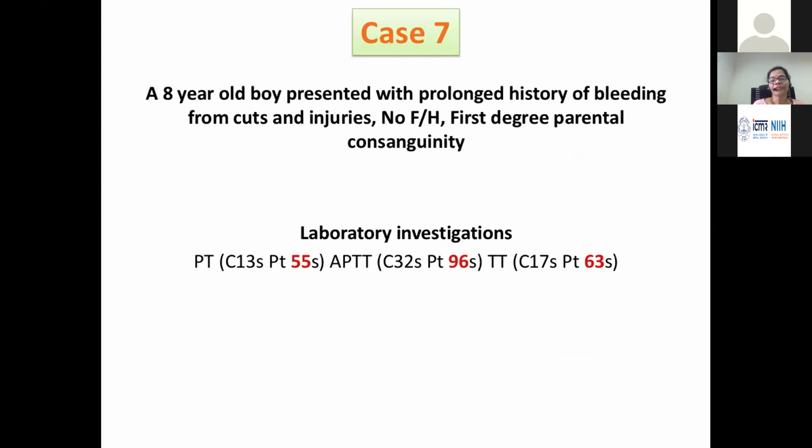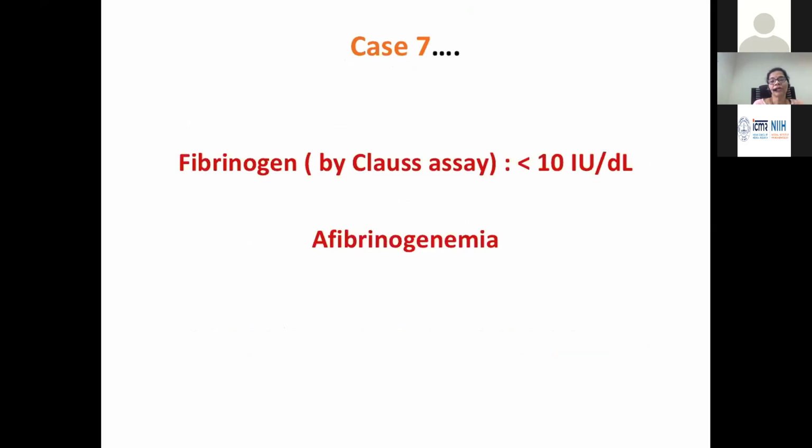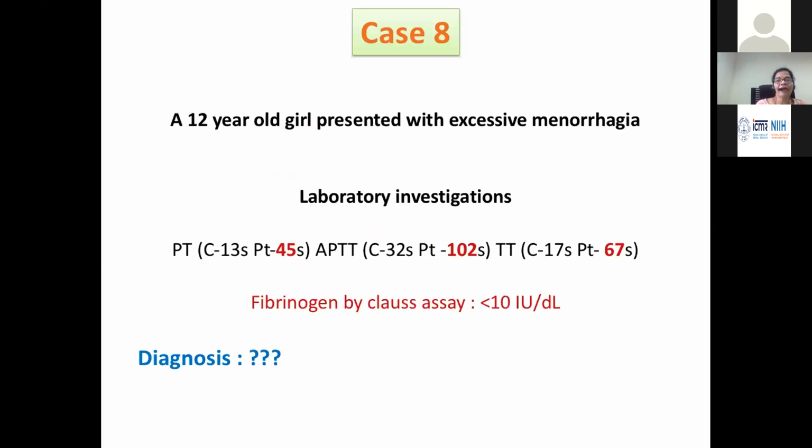Case 7, you have all 3 prolonged. An 8-year-old boy presented with prolonged history of bleed. There's no family history, first degree parental consanguinity. All 3 prolonged. Fibrinogen less than 10, because when all 3 are prolonged, you suspect fibrinogen deficiencies and case of afibrinogenemia.